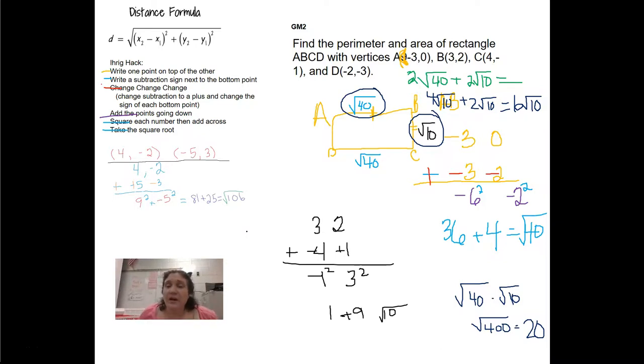Okay. And then 6 square roots of 10 is a lot easier to put in a calculator. Nope, let me just change my mode. 6 square root 10. 18.97 would be the perimeter.